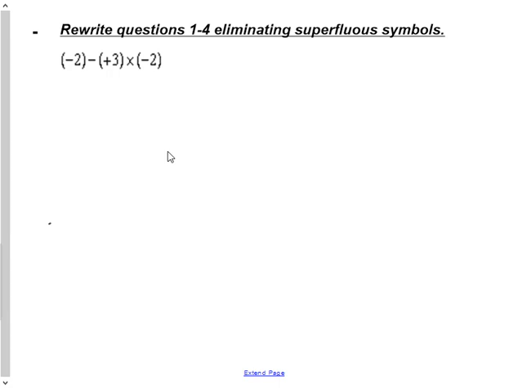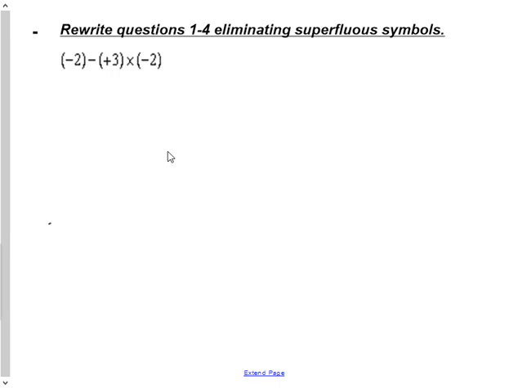Okay, this is the summative exam from chapter 3 in your textbook on integer operations. I think it's chapter 3, is it? Chapter 8, excuse me, chapter 8. Grade 8, chapter 8. Is that right? Whatever. So the first 4 questions ask you to rewrite the questions eliminating superfluous symbols.